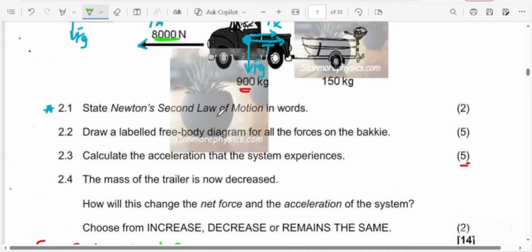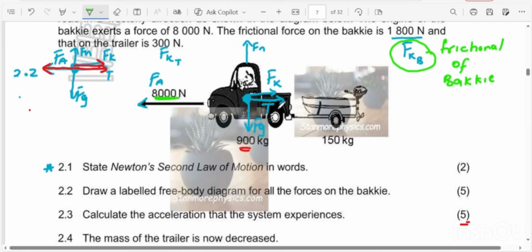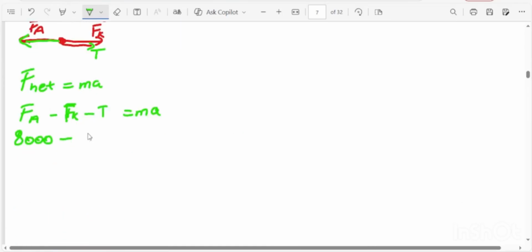What was the Fk of the Baki? So we are looking for what? Fkb. This is the frictional force of the Baki. It's given as 1,800. So we're going to minus this by 1,800 minus the tension. It's equals to the mass.